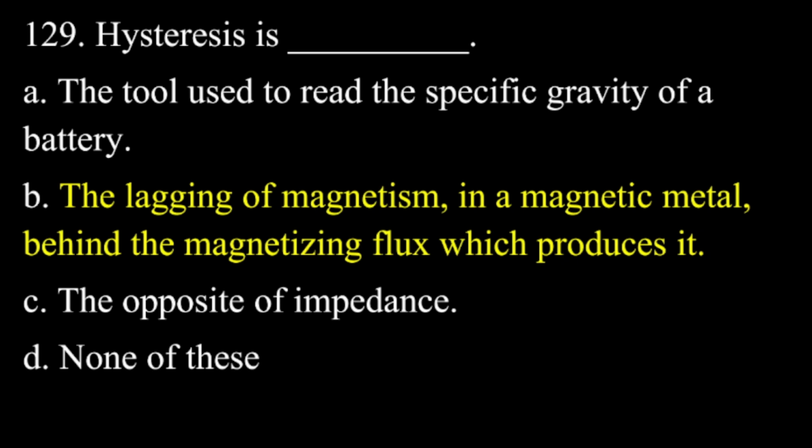Hysteresis is blank. A. The tool used to read the specific gravity of a battery. B. The lagging of magnetism in a magnetic metal behind the magnetizing flux which produces it. C. The opposite of impedance. D. None of these.